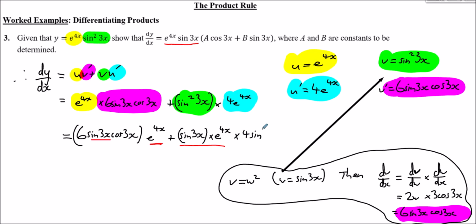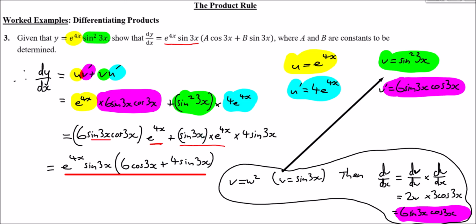And then we're nearly done. So if we write first of all, like it says, e to the 4x sine 3x, then we can factorise out, of course, the 6 cosine 3x from here. And then from here, the 4 sine 3x as well. And there we have it. So that's an example where it shows us the form it wants the answer to be in.